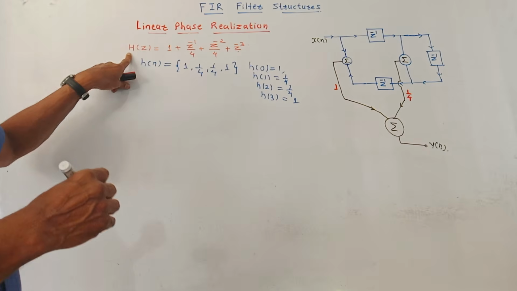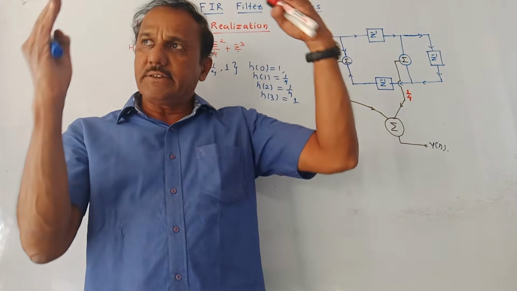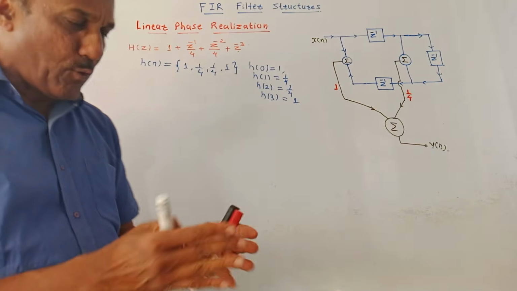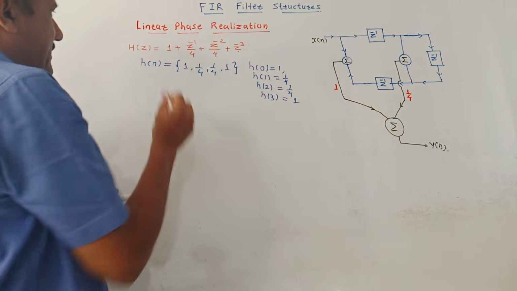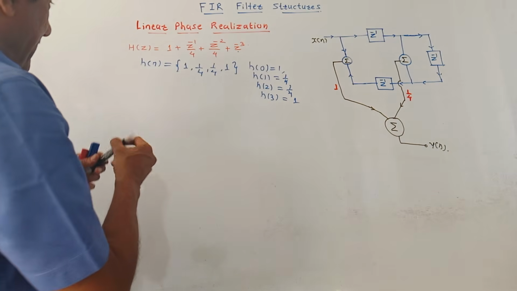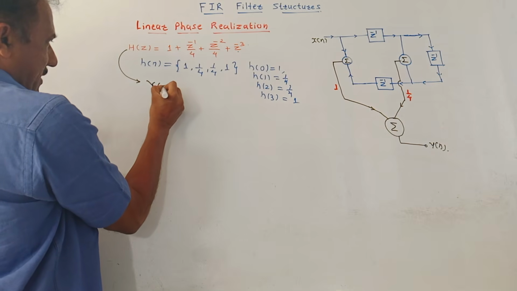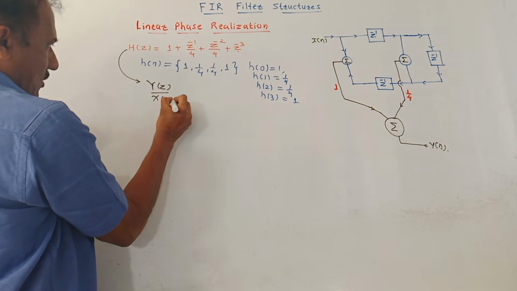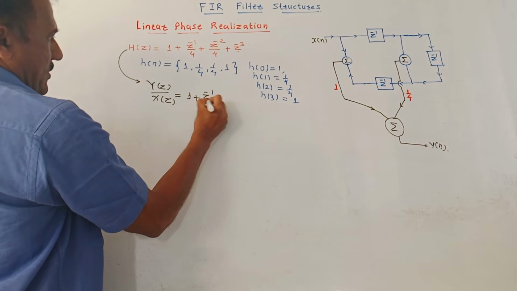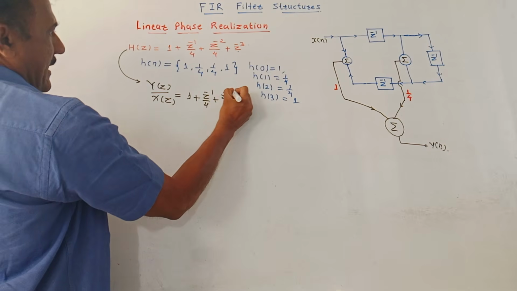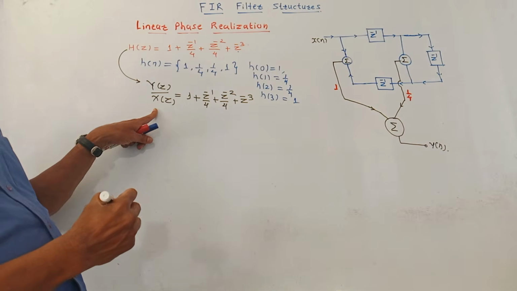This is the given equation H of z. H of z is actually called the transfer function. It is the ratio of output to the input. Now we are talking in terms of z, which means we are doing the calculation in the z domain. So this H of z can be expressed as the output, that is Y of z upon X of z, which is equal to the same given equation. So I will rewrite the given equation as it is, which is Y of z upon X of z.